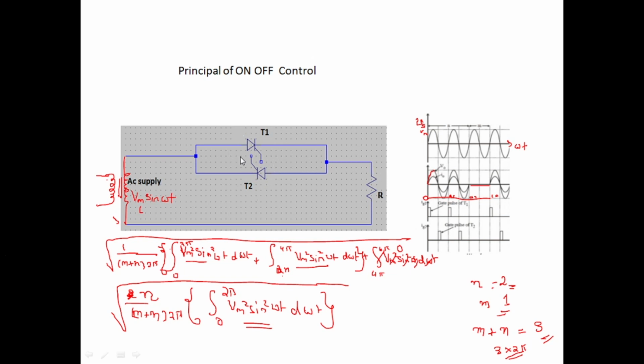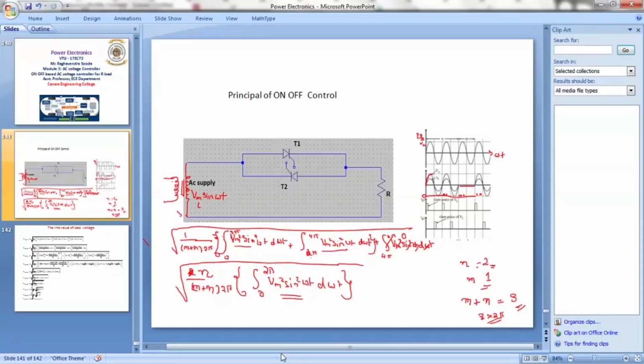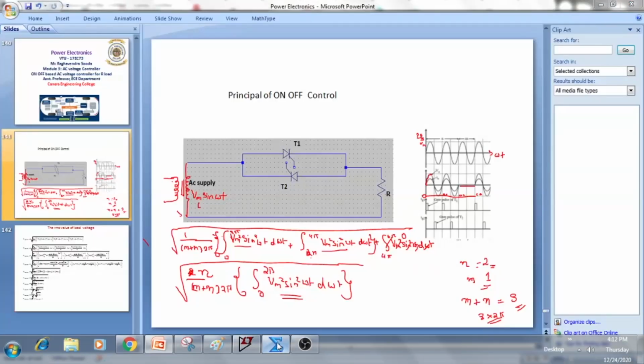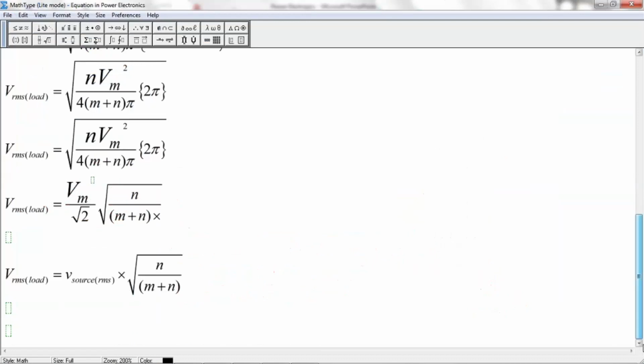So here orally I will say that out of m plus n cycles, n cycles will pass the voltage to the load, m cycles will block the load from the supply. So in this case we have shown n is 2, m is 1. So if you derive like this, instead of writing n times, what I am writing? I am writing n by m plus n, 2 pi, 0 to 2 pi. This itself I will take as a starting condition and I will derive as I have shown here. Finally I will get a formula like this.